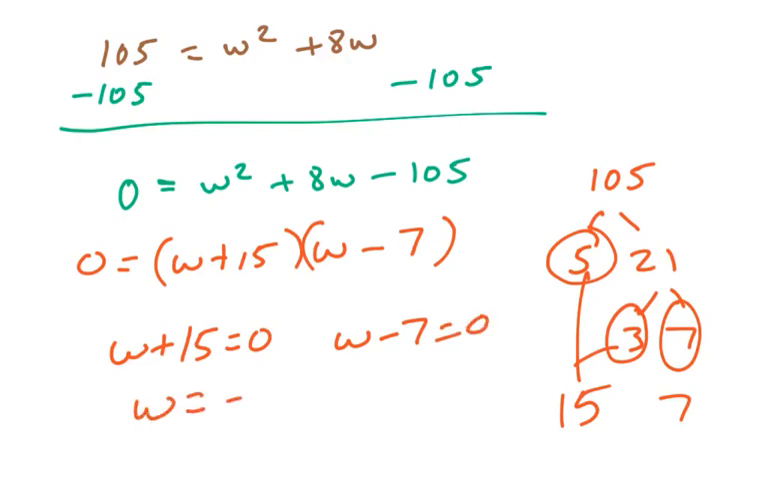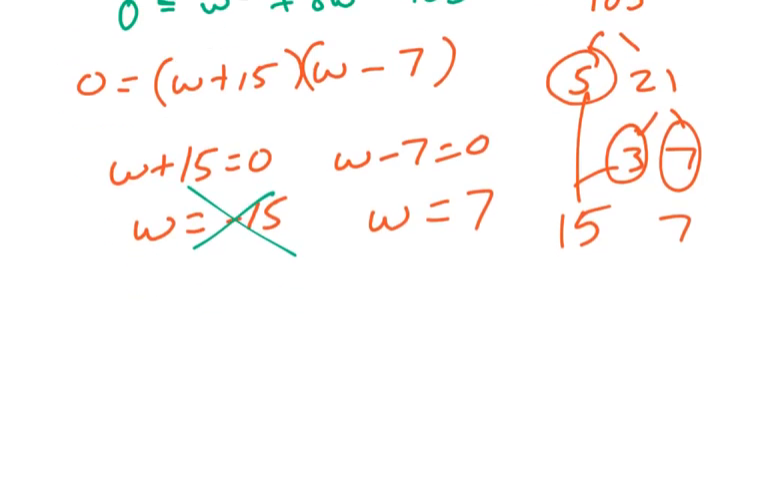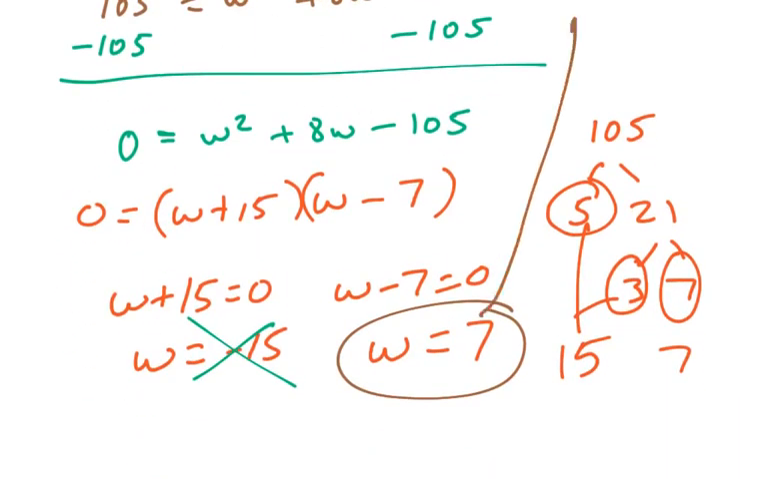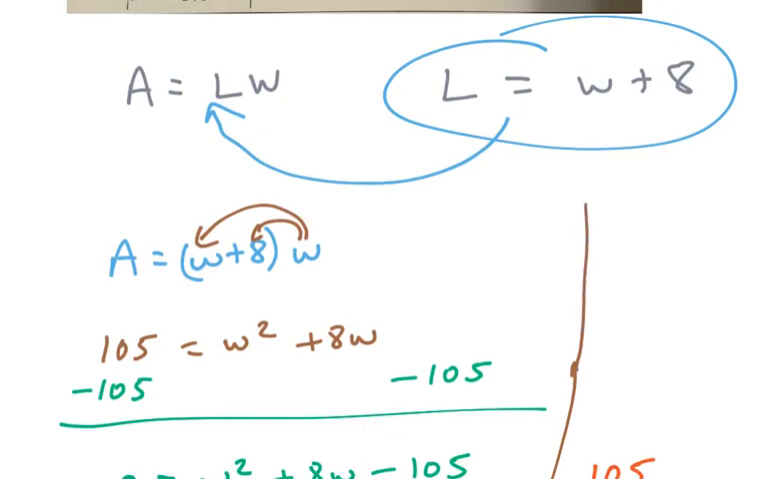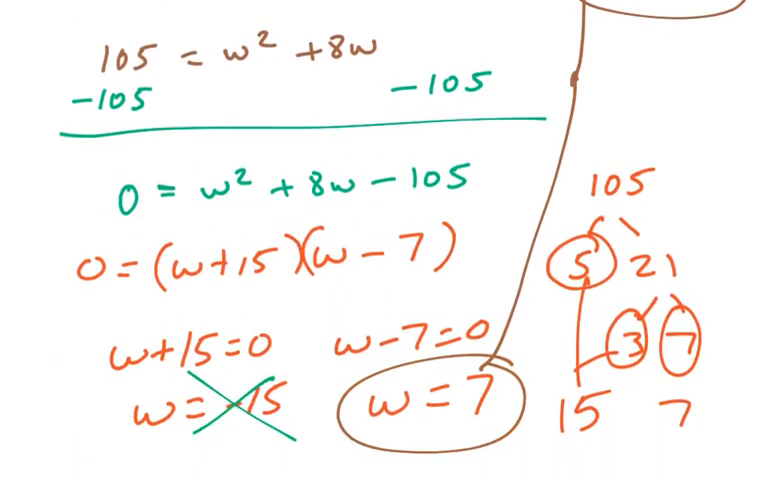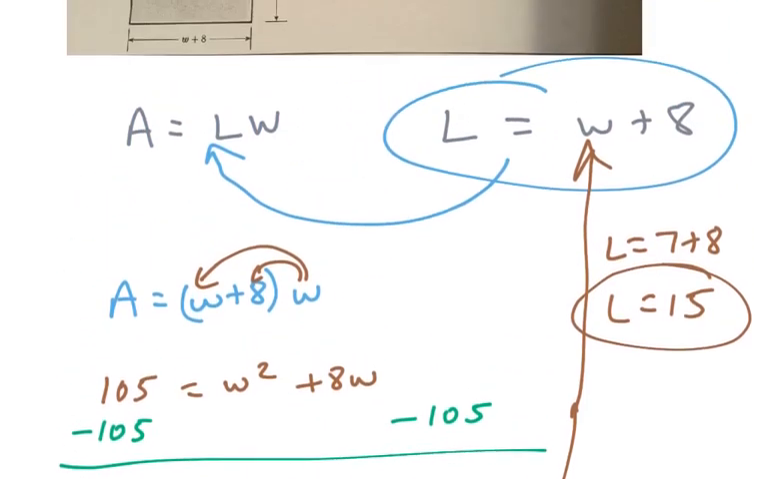So W equals negative 15 and W equals 7. Now we reject the negative 15 because you can't have a negative length. So if W is 7, if I want to find the length, I can take this 7 and substitute the 7 in here. So L is 7 plus 8. 7 plus 8 is 15. And there's my value for L. So W is 7, L is 15, and it's asking for the perimeter.